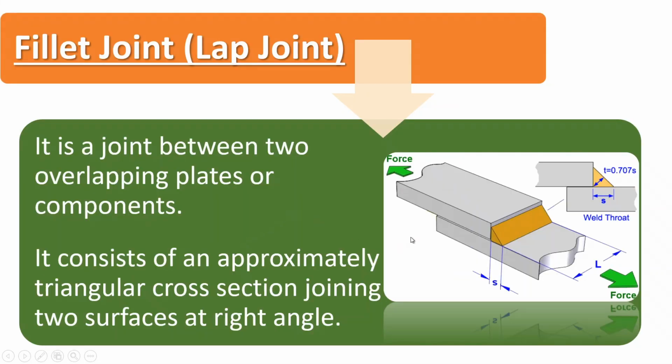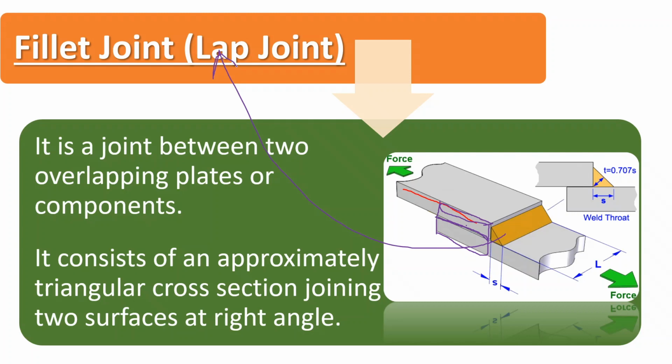In this figure, you can see that a part of one plate is overlapping a part of another. So when both the structures are overlapping, this type of weld is known as a fillet weld or a lap weld.